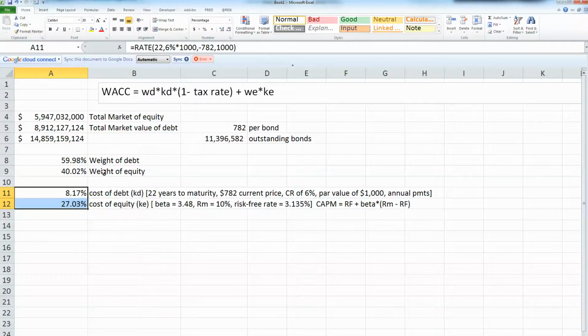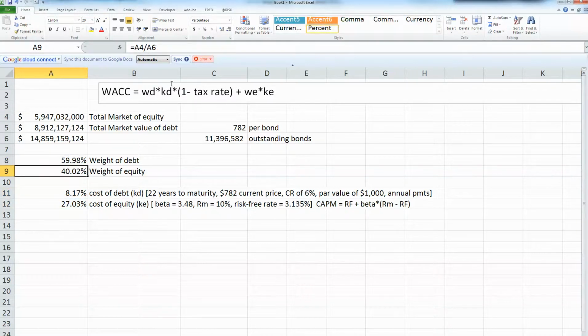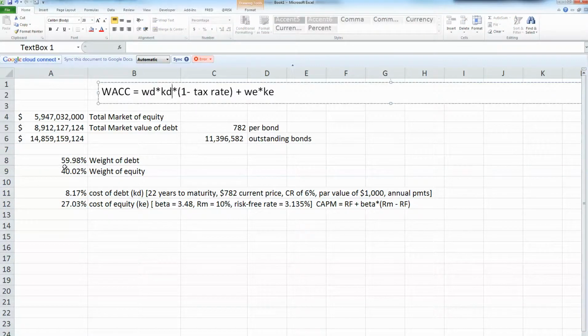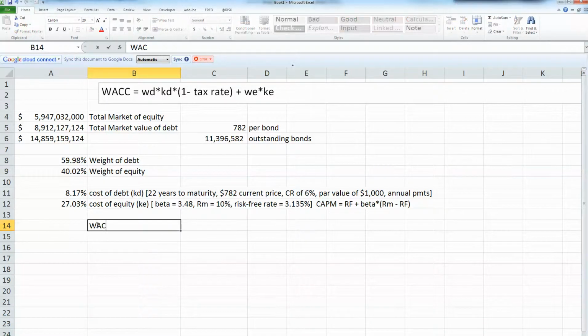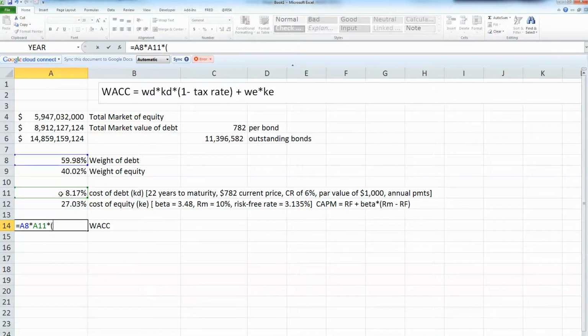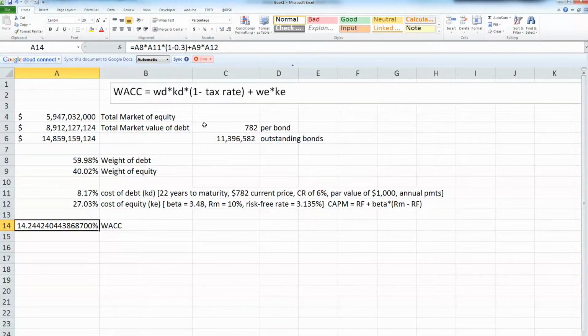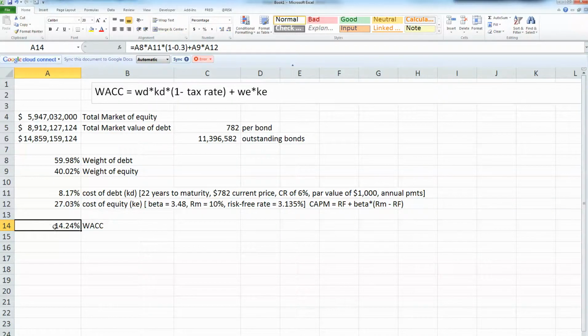So there's my cost of debt and my cost of equity, my weight of debt and my weight of equity. So I can plug everything into this formula. To find my weighted average cost of capital, I want my weight of debt times my cost of debt times 1 minus the tax rate. Again, the tax rate was 30%, plus the weight of equity times the cost of equity. Ooh, that's a lot of decimals. So my weighted average cost of capital for Royal Caribbean is 14.24%.